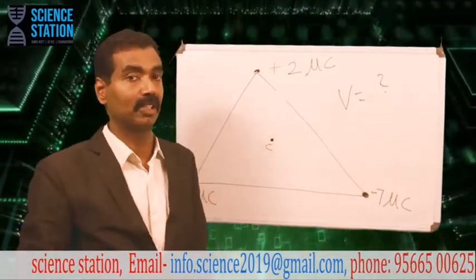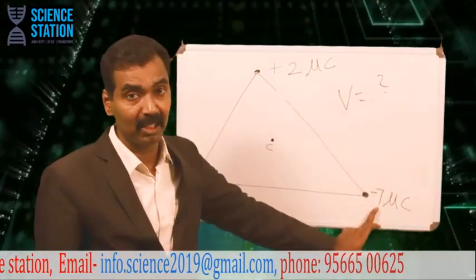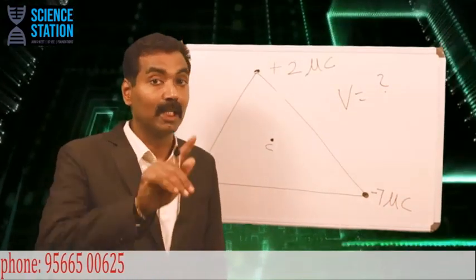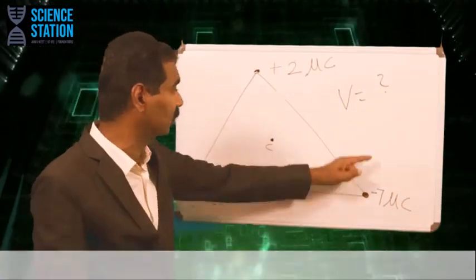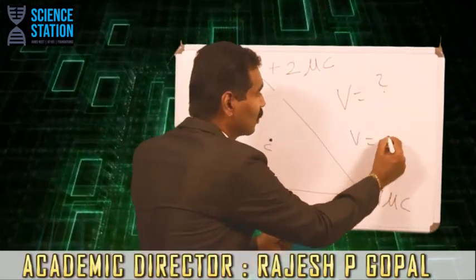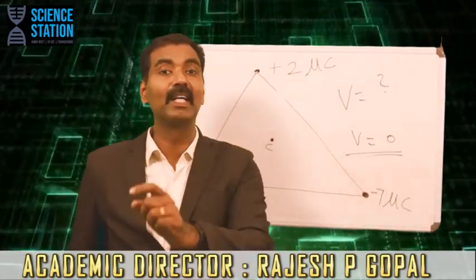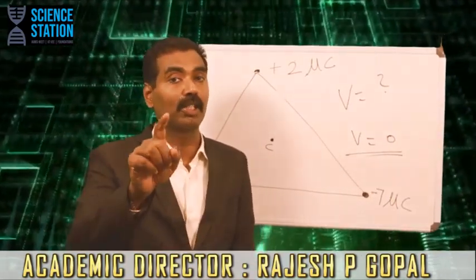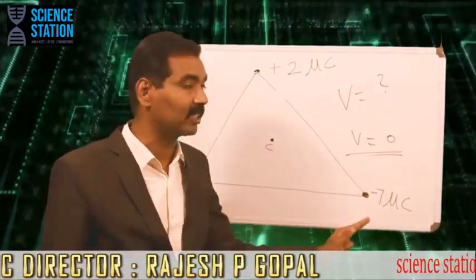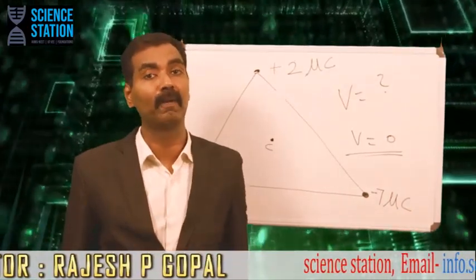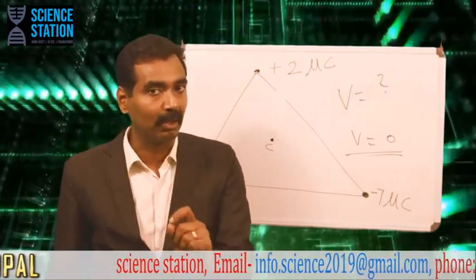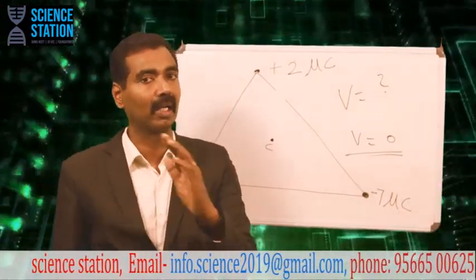Add up all these charges: plus 2 minus 7 is minus 5, and minus 5 plus 5 is 0. The sum of the charges placed at the vertices of the triangle is 0, so the potential at the center is also 0. That's a simple technique to find the electrostatic potential at the center when a number of charges are placed at the vertices of any regular polygon. You can apply the same technique whether it's an equilateral triangle, a square or a regular hexagon, anything it may be.